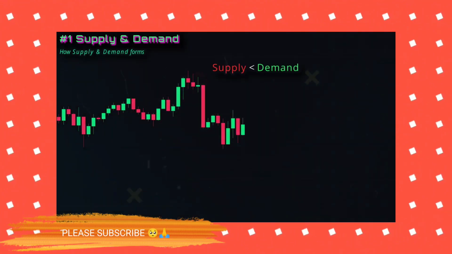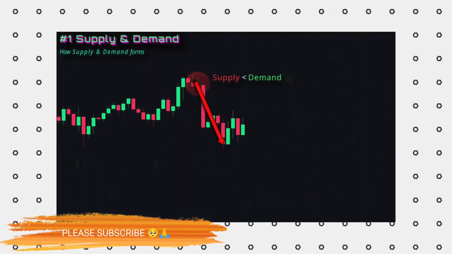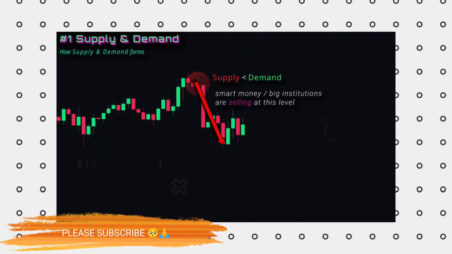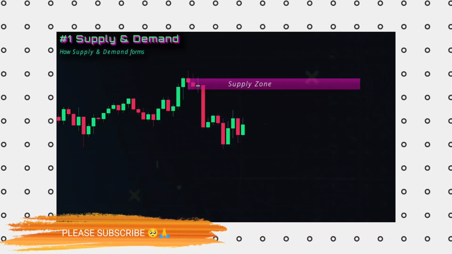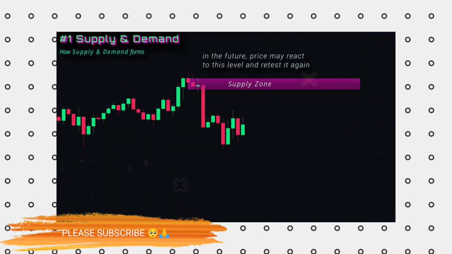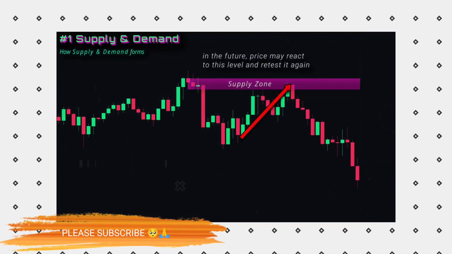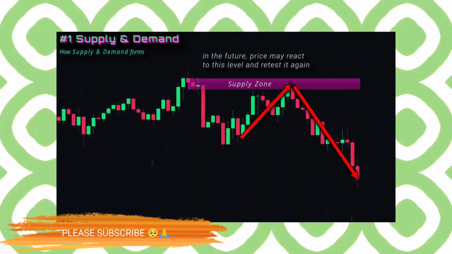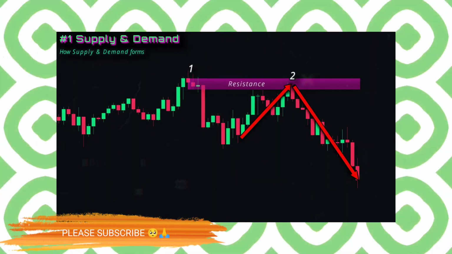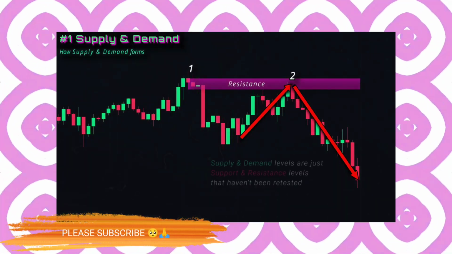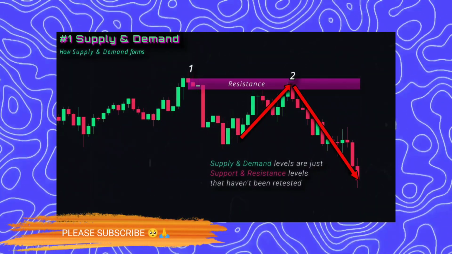Here, we can see that supply clearly exceeds demand, as shown by price heading downwards after hitting this level, which means that smart money or big institutions are selling heavily at this price level. Because of this, we can immediately draw a supply level here. Now, in the future, price may react to this level and retest it. Like in this example, we can see that price hits this level and reverses downwards. Because price has now retested this level twice, the supply level now becomes a resistance level. So to summarize, supply and demand levels are actually just support and resistance levels that haven't been retested yet.